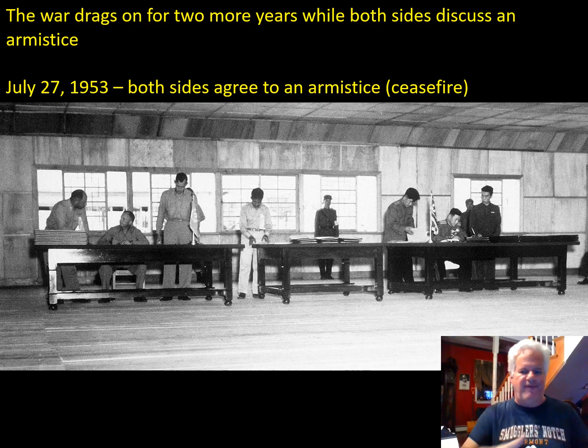Well, the Korean War never followed up with a treaty. There has never been a treaty. So technically, the war is still on, except there's a ceasefire. And this ceasefire has now been going on for 67 years.